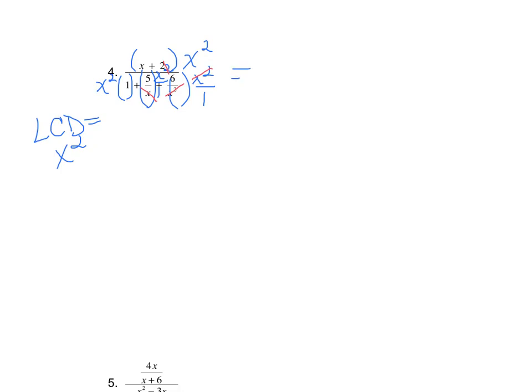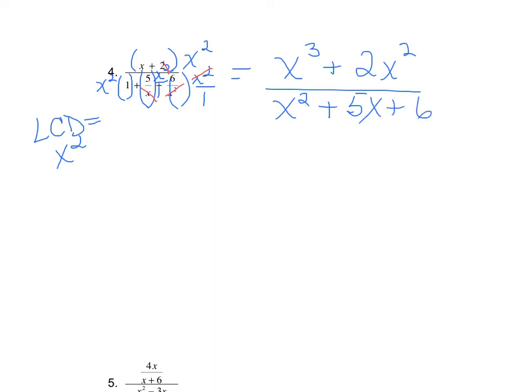Let's see what I have left over on the top. On the top, I'm going to have x plus 2 times x squared. So I will end up with x cubed plus 2x squared. So I had to do distributive property. All right, on the bottom I have x squared times 1, which is x squared, plus 5 times x, which is 5x, plus 6.